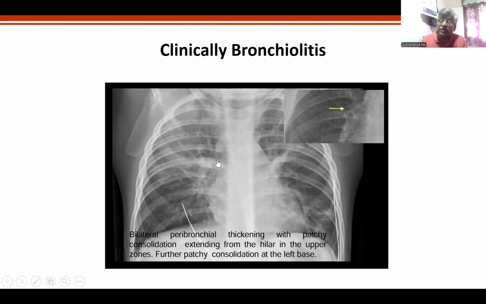You can also get plate-like atelectasis. Consolidation also is possible in bronchiolitis. Don't start antibiotics by X-ray.